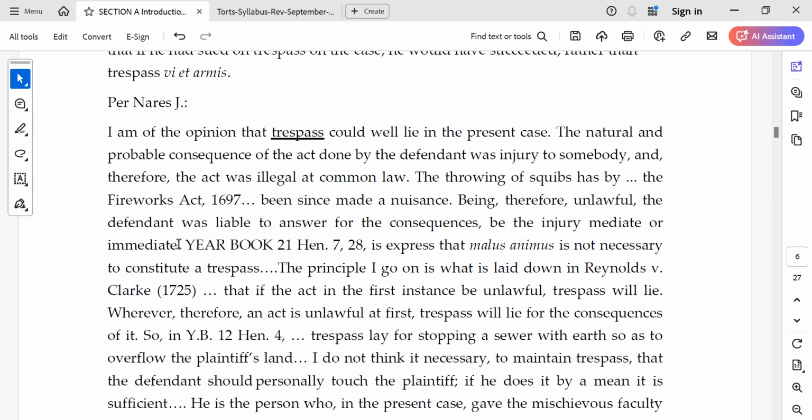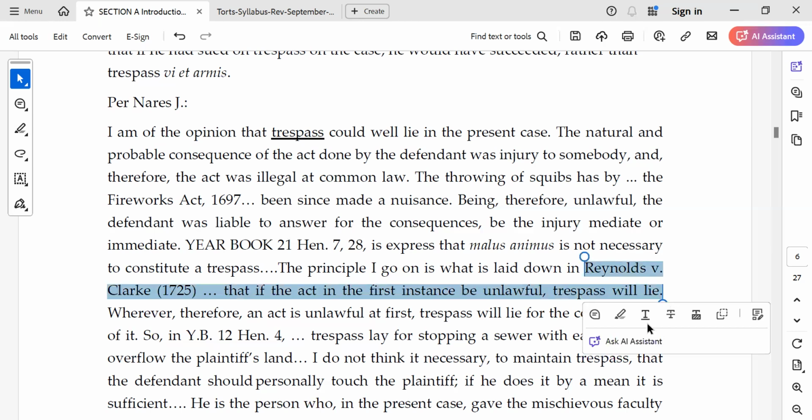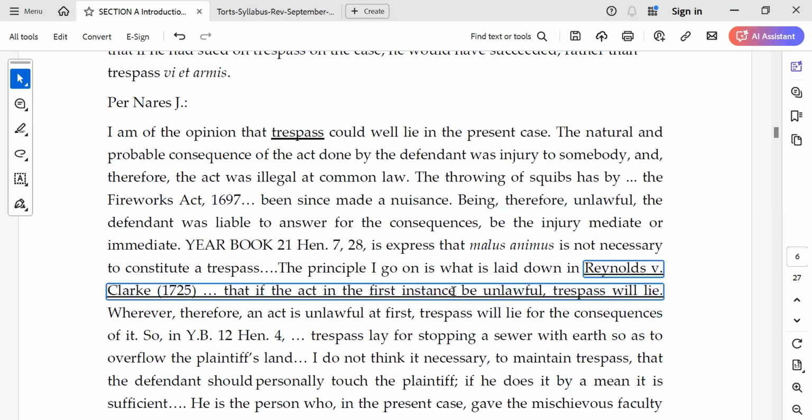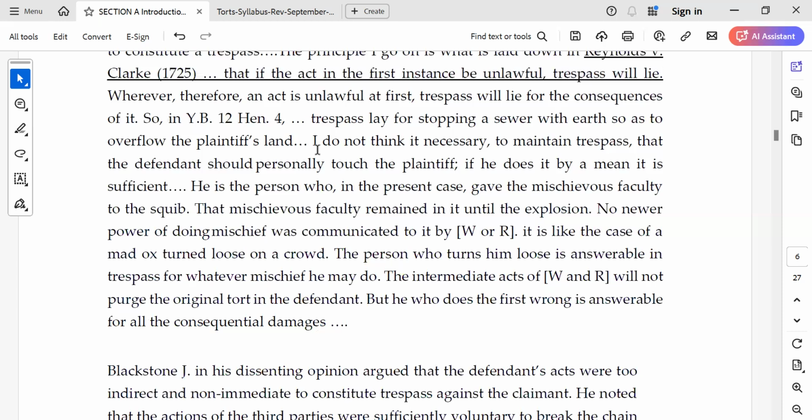The principle I go on is what is laid down in Reynolds versus Clark, that if the act of the first instance be unlawful, trespass will lie. So this also you can underline. Reynolds, this case says that the act of the first instance be unlawful. That means the act of throwing the firework itself was a wrongdoing or unlawful. It was against the law. Then trespass definitely will come.